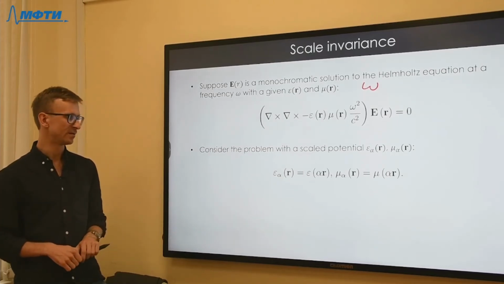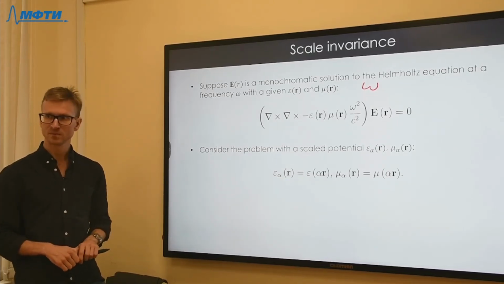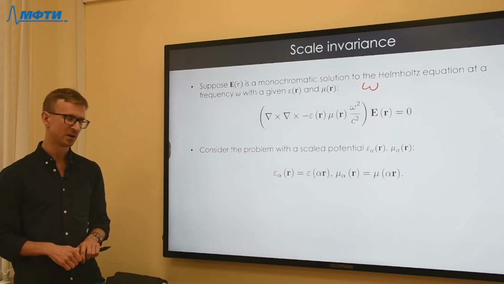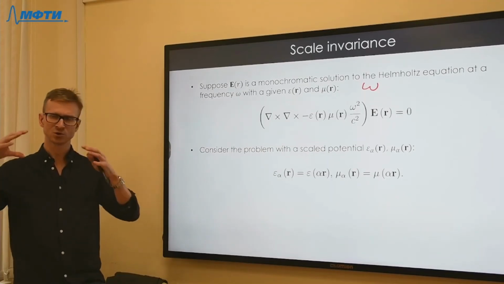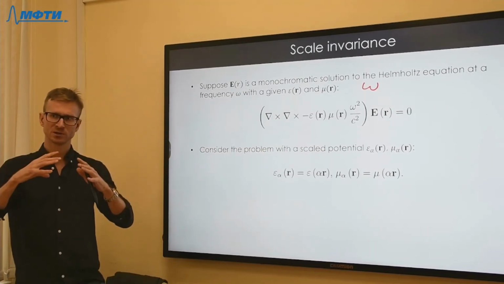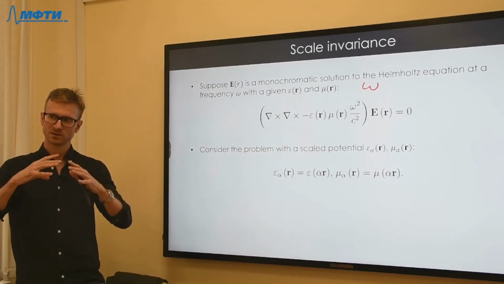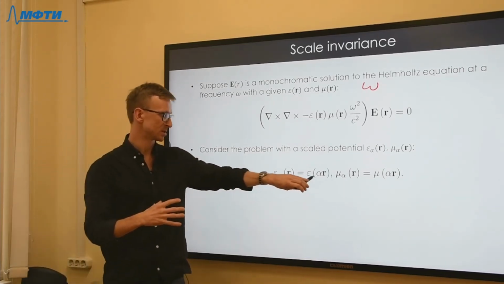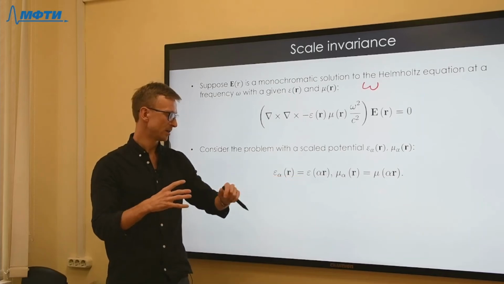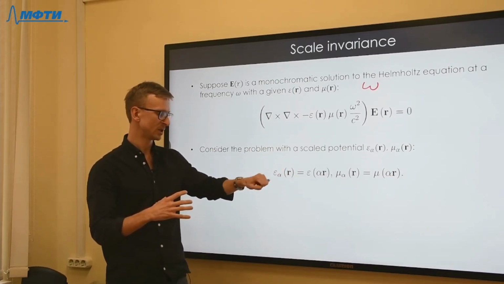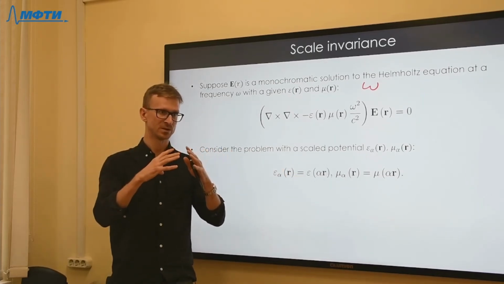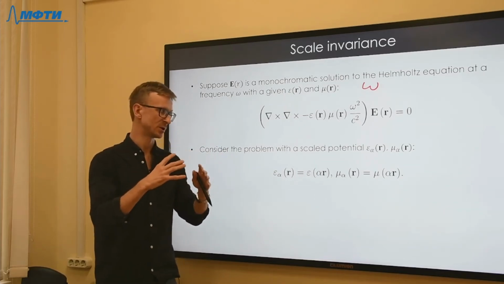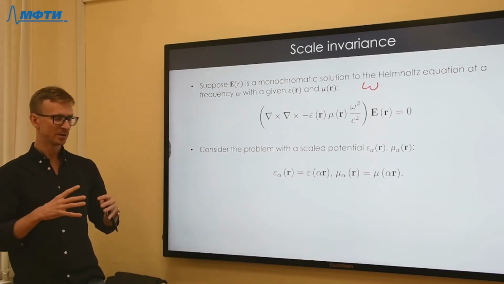And if alpha is positive, let's say alpha is 2, tell me what it means for epsilon and mu. Is it going to be stretched or shrunk? Shrunk, of course, because alpha is larger than 1, and the scaled potential varies faster in space, twice as fast. So this is shrinking, and if alpha is less than 1, this is stretching.